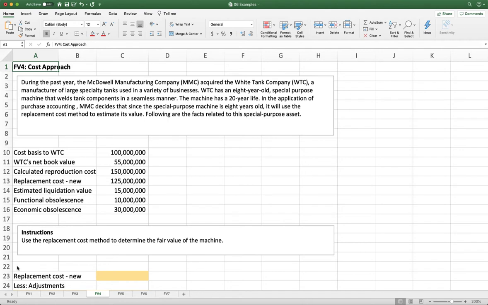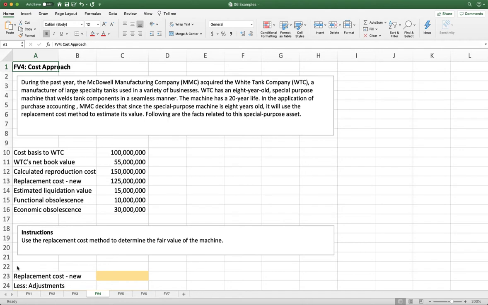So we have our cost basis, what it cost WTC to buy it. WTC's net book value, so that's net of accumulated depreciation since they purchased it. Calculated reproduction cost, so if we were going to have it custom made for us. Replacement cost, if we were going to buy the same type of machine but in its new form right now. Estimated liquidation value, if we were just going to sell it for scrap.